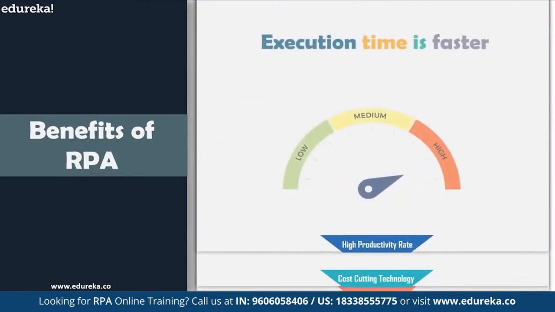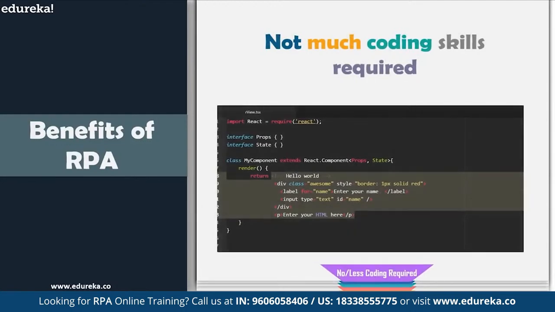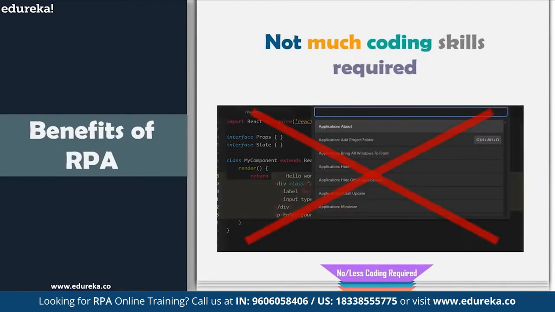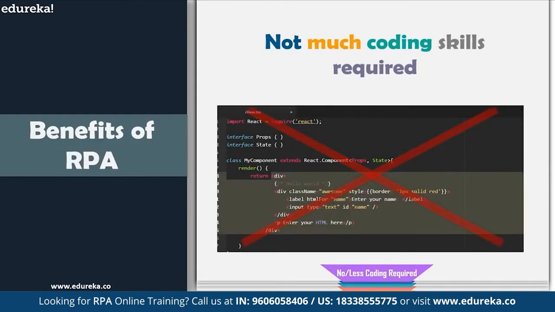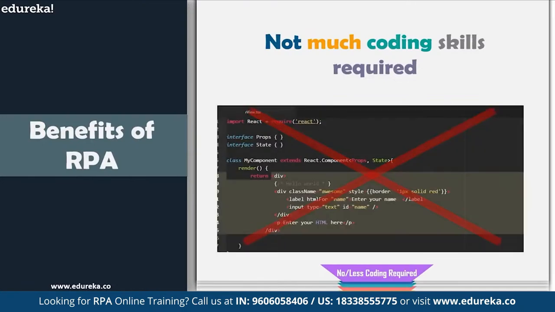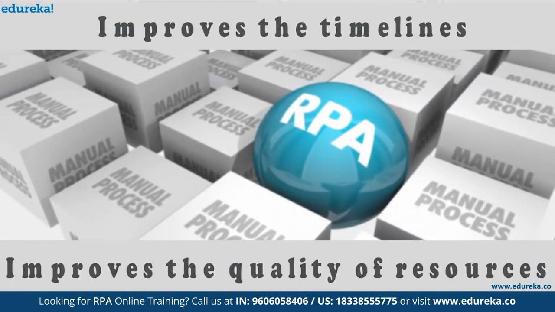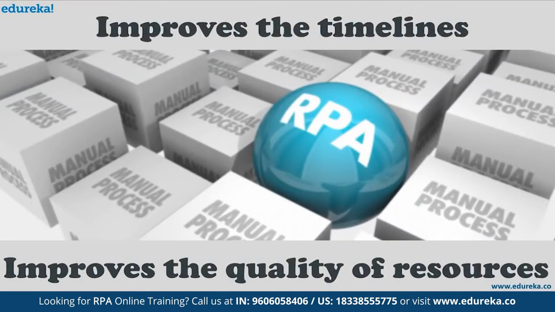It also increases the productivity rate. What I mean by that is the execution time to perform any task is much faster when compared to that of a manual approach. Finally, no or less coding is required. So RPA software doesn't require much programming knowledge. So even if you are from a non-IT background, you can definitely start your career in the field of robotic process automation to automate the task. So robotic process automation not only improves the timelines, but also improves the quality and productivity of the resources.